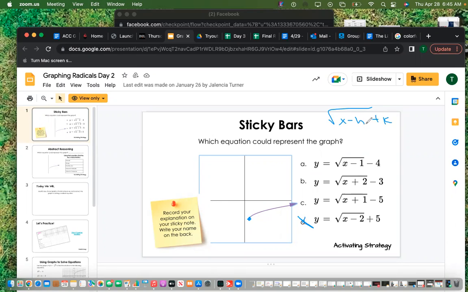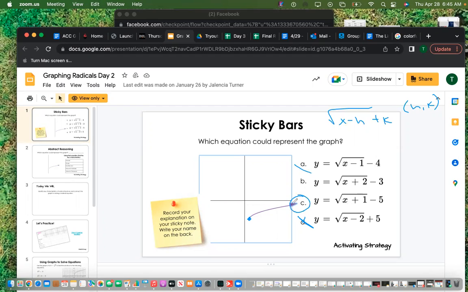Just as a reminder, the setup for radicals is the square root of x minus h, plus k. So my point where it would start would be h comma k. In this instance, it's got to be positive underneath here, so that would be something like this or this. And it seems kind of far down for the most part, and it's kind of close to the y-axis.